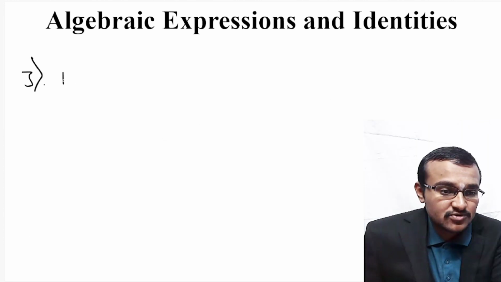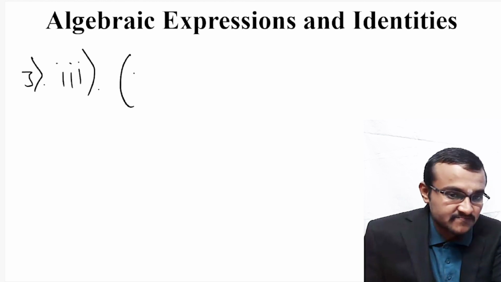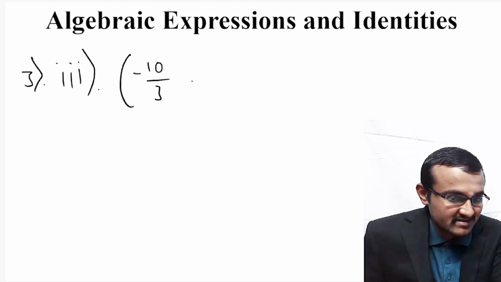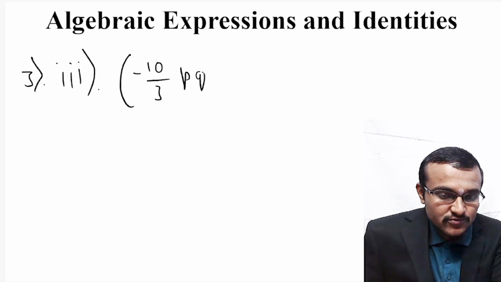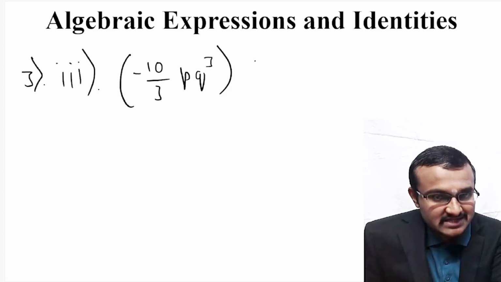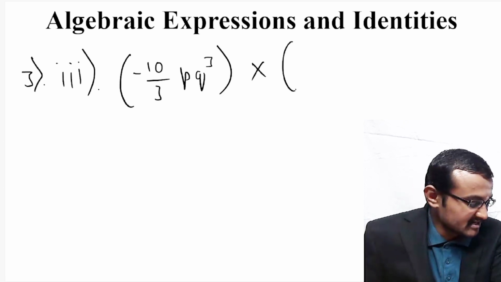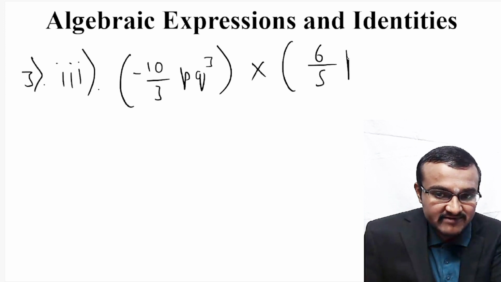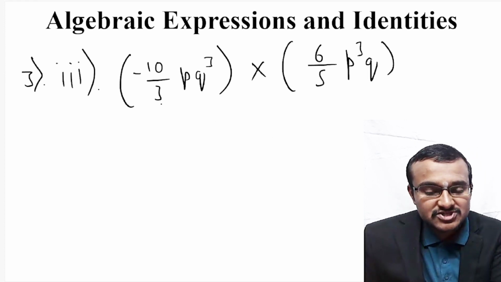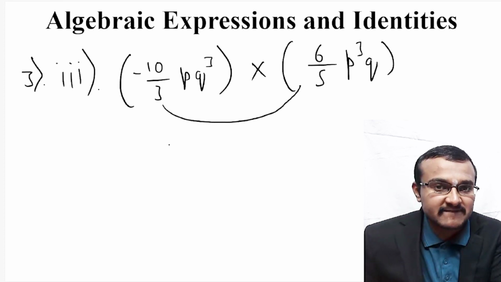So coming to the third question in this third question, they have given fractions. Minus 10 by 3 pq cube is one algebraic expression. This you should multiply with 6 by 5 p cube q. So now you should multiply this minus 10 by 3 into 6 by 5.